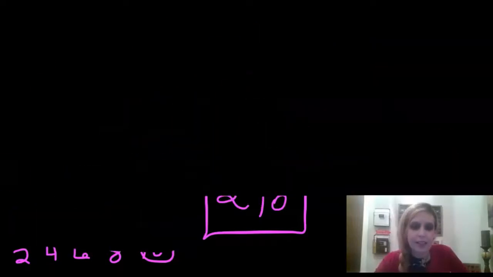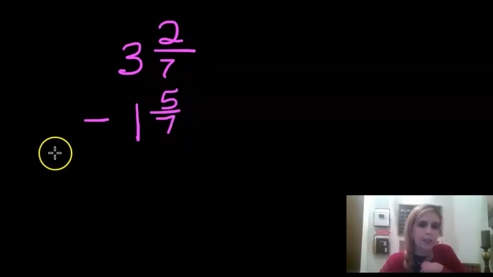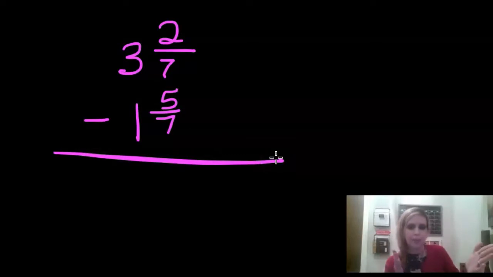All right, so let's take a look at one more here. Let's take a look at a subtraction problem. So let's say I've got 3 and 2/7 and 1 and 5/7, and I'm subtracting here. Now, I'm looking at this problem and I'm thinking, okay, great, I've got like denominators, let's subtract. Wrong, right? Stop. I cannot do that.